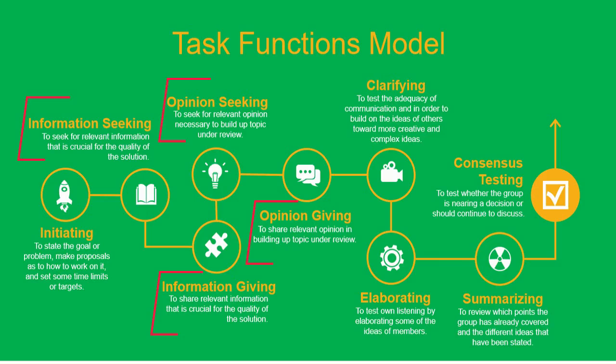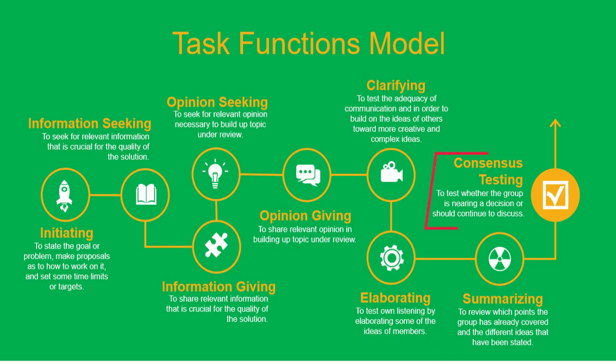There must be some clarifying and elaborating points in order to test the adequacy of communication, and in order to build on the ideas of others toward more creative and complex ideas. Summarizing is a function that should also be carried out to ensure that ideas are not lost because of either the size of the group or the length of discussion time. Effective summarizing includes a review of which points the group has already covered and the different ideas that have been stated, so that as decision points are reached, the group is operating with full information.